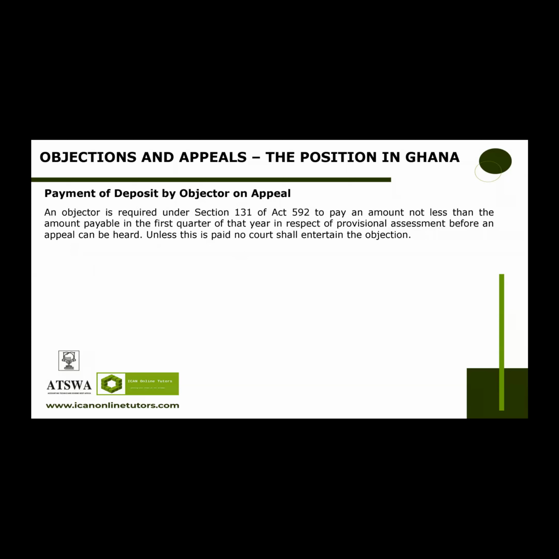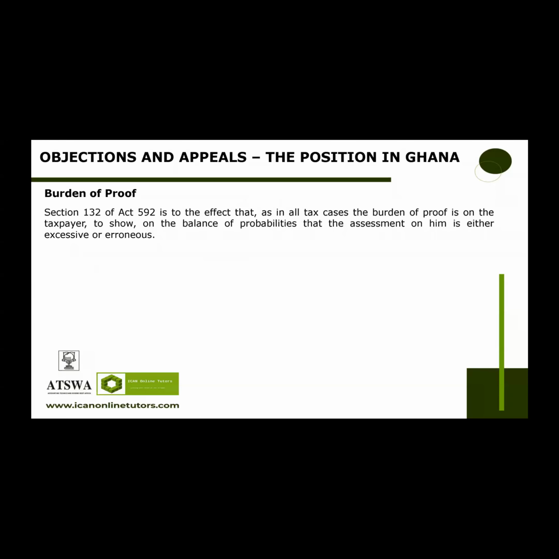An objector is required to pay an amount not less than the amount payable in the first quarter of that year in respect of provisional assessment before an appeal can be held. So unless this is paid, no court shall entertain the objection. The burden of proof.